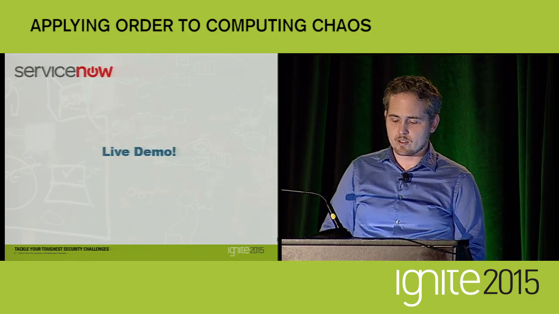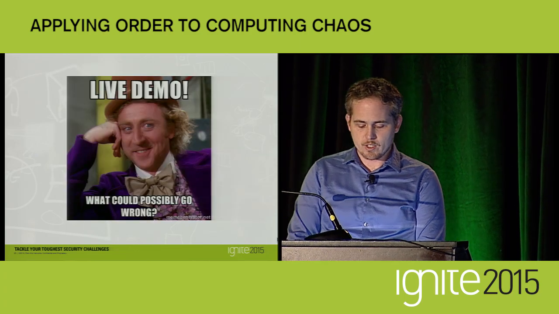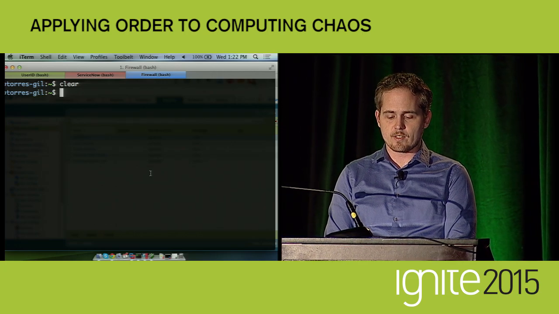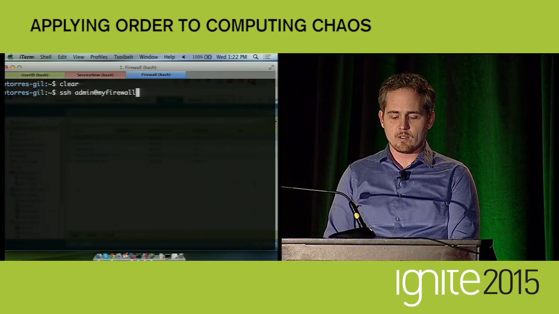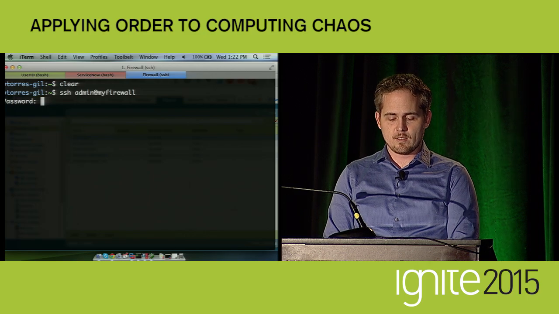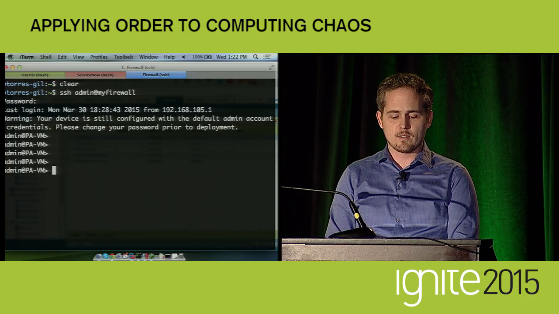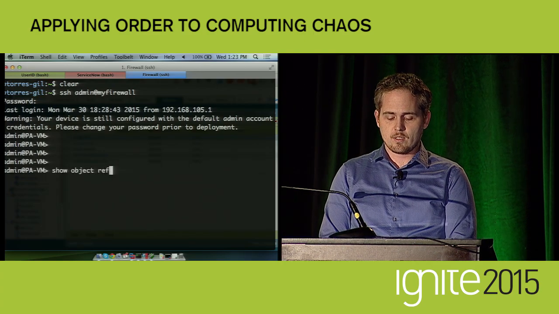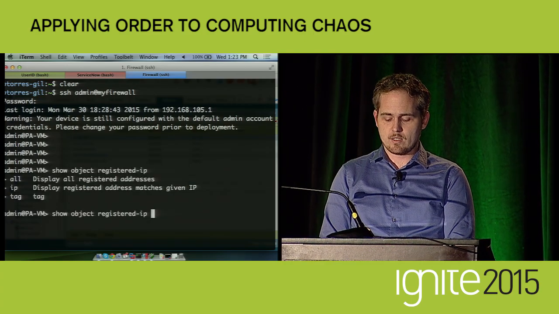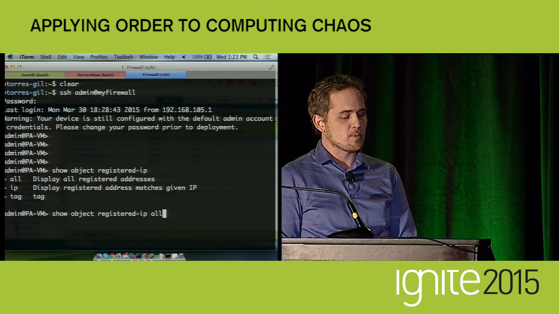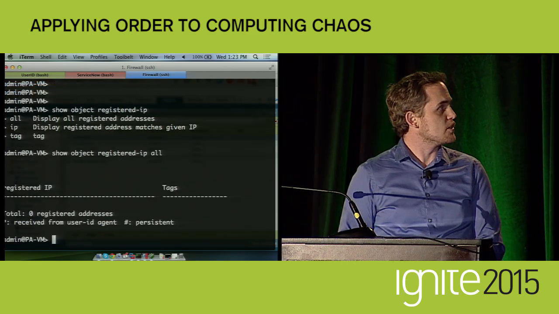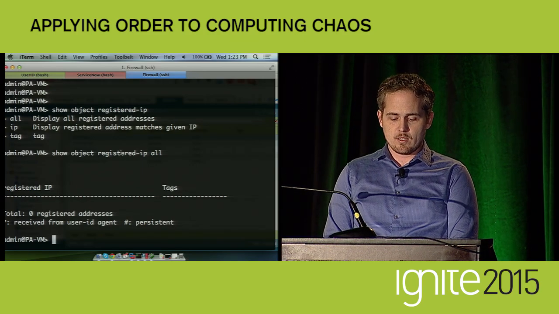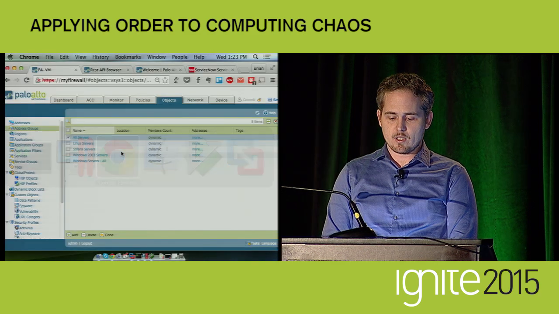All right, so let's go check out a live demo. OK, so I'm going to log into a firewall. It's called My Firewall. And let's do that command, show object registered-ip all. You can also look at specific IPs or specific tags. We'll do this. OK, I have no registered IPs. Let's switch over to the firewall itself.